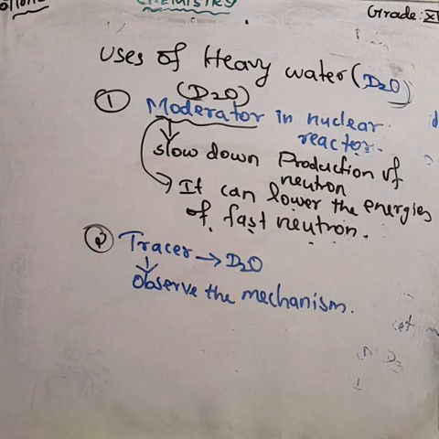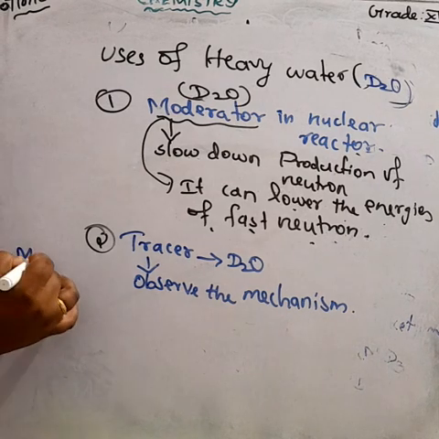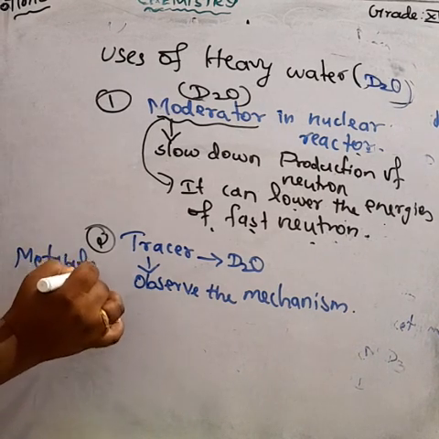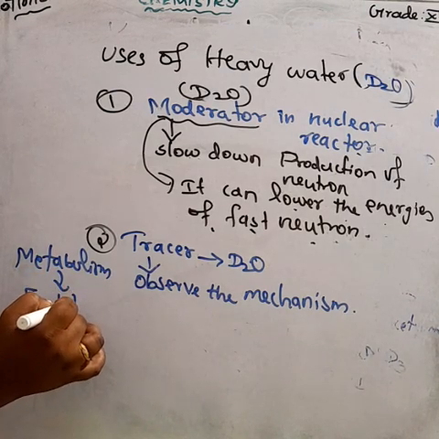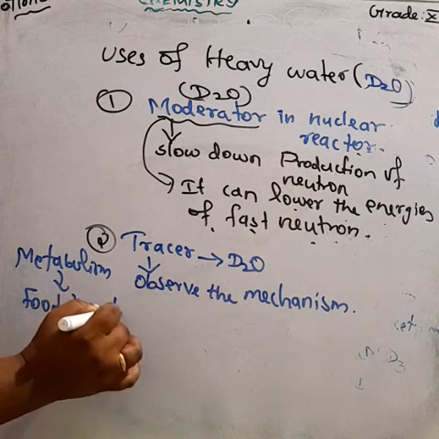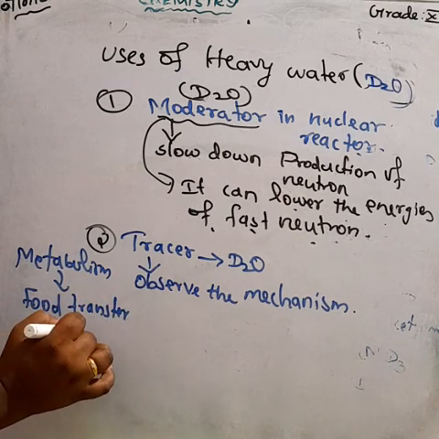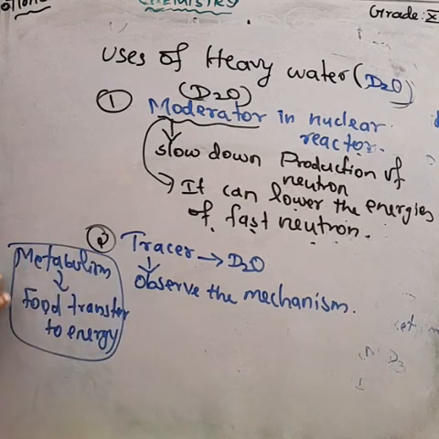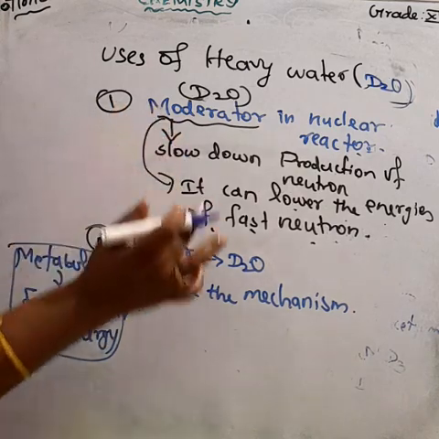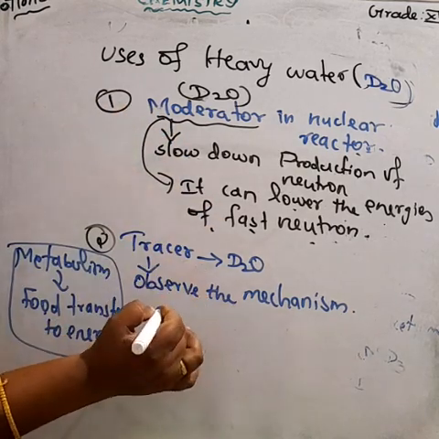What do you mean by metabolic reaction? The reactions that take place in living things. Metabolism is the process of breaking down our food to release energy. That is called metabolism. So in the mechanism of metabolic reactions, heavy water is used as a tracer.